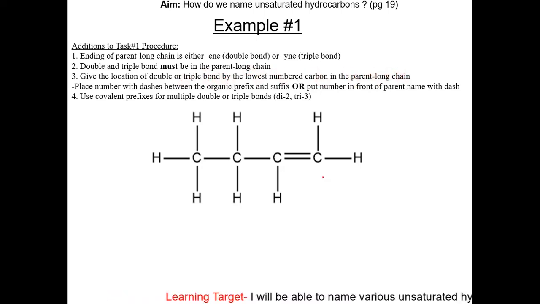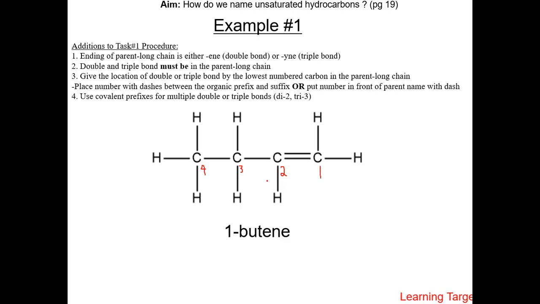So we will label this carbon 1 so that the carbon with the double bond has the lowest number possible. So this is 1, 2, 3, 4. Place the number with dashes between the organic prefix and suffix, or put the number in front of the parent name with a dash. So the name of this compound is 1-butene.